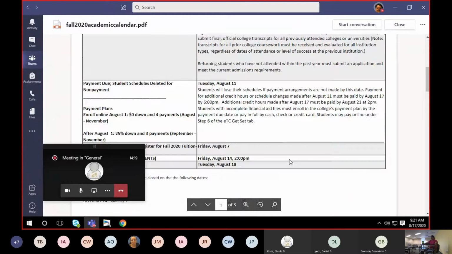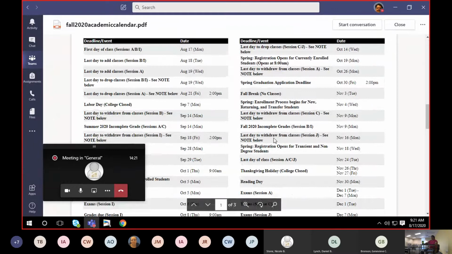So here we go. This is the academic calendar. Go to the second page. There are 2 bonus questions on this page. Here's the first bonus question: when is the last day of class? Everybody write that down in your calendars. The 24th is the last day of class. Thanksgiving is the 26th to the 27th. And my exams are the 1st through the 7th.